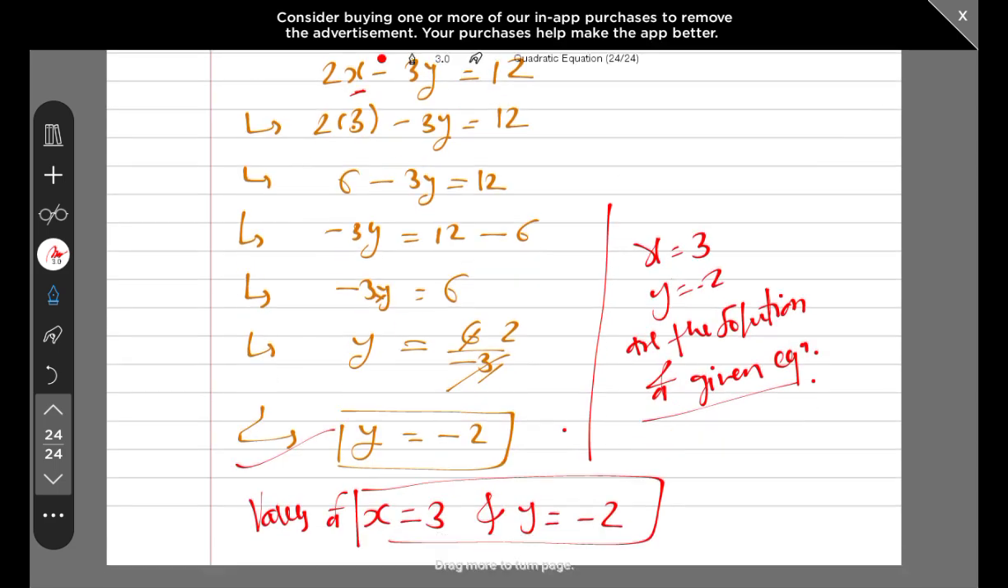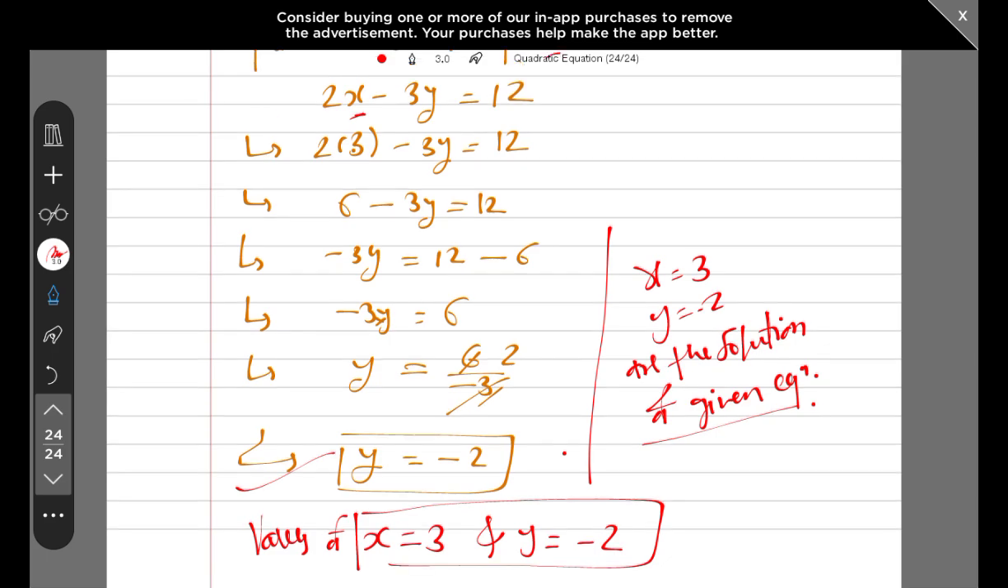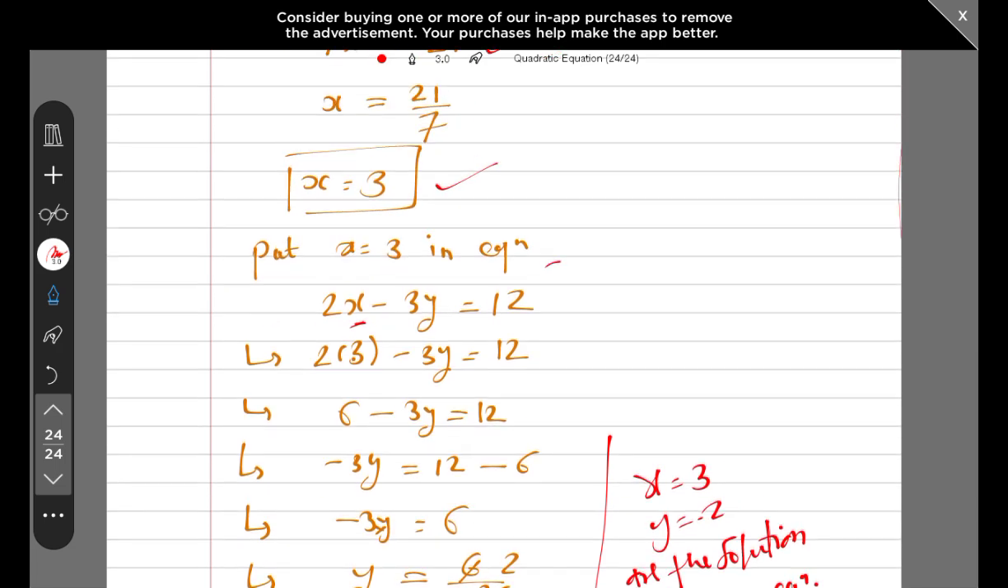So like this you can solve any kind of simultaneous linear equations. Clear, everyone? I hope you understood well, and very soon we will see the next problem as well.